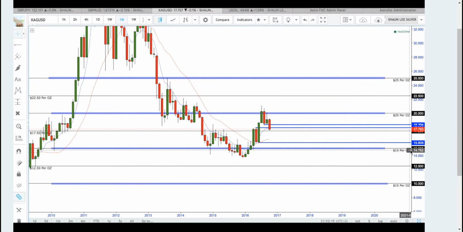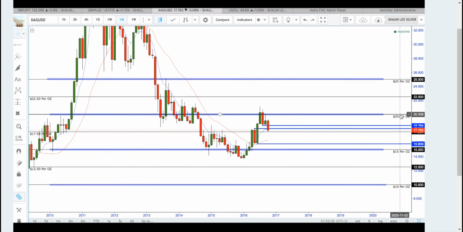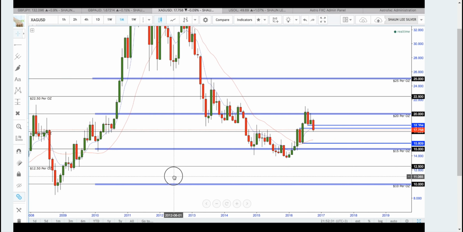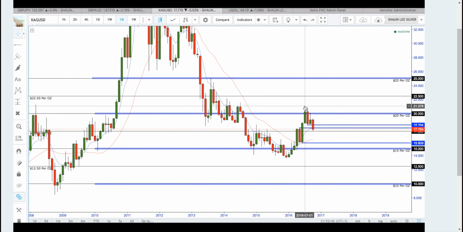So I've got 10, I've got 15, I've got $20, and I've got $25. So they're the key levels. So draw those on the chart. And again, halving those, I have $12.50, $17.50, $22.50 per ounce. Recently we made highs nearly $21 per ounce, and swiftly we've been taken back below that level.